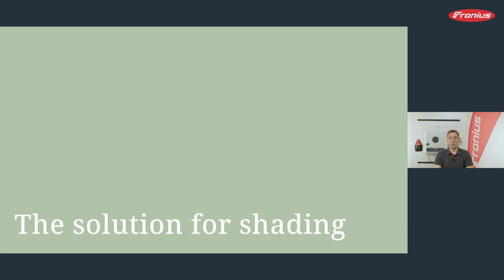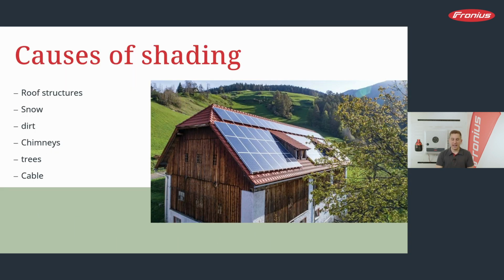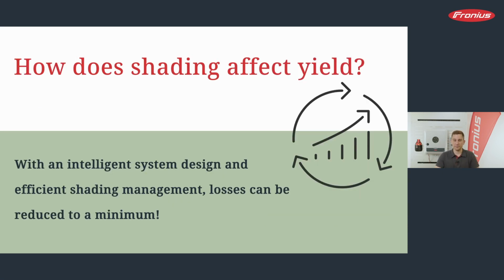So let's come up with a solution for shading, and I know that most of you cope with shading every day. First of all, let's talk about the causes of shading. What can cause shading? First of all, of course, roof structures. If you have a chimney in the way, for example, or snow or dirt like leaves on the modules, also cables going across the roof can cause shading.